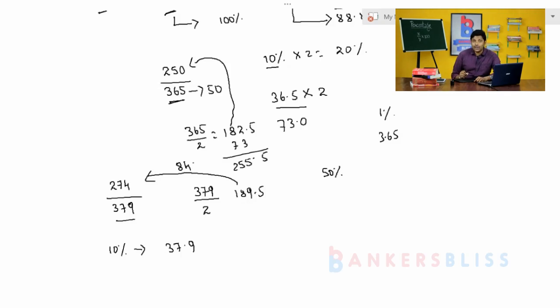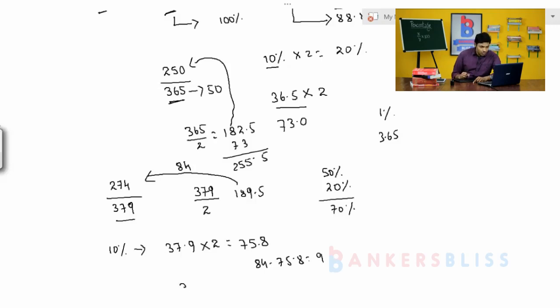So now 37.9. What number do we have to multiply to get 84? If we multiply by 2, we get very near to 84. 37.9 into 2 is 75.8. So 10% into 2, that is 20%. So for 70% we got 75.8. Still how much extra should we get? 84 minus 75.8, we want almost 9. So how can we get 9?